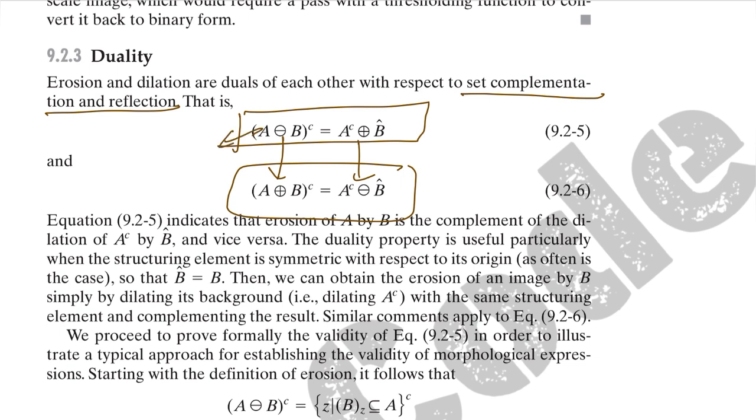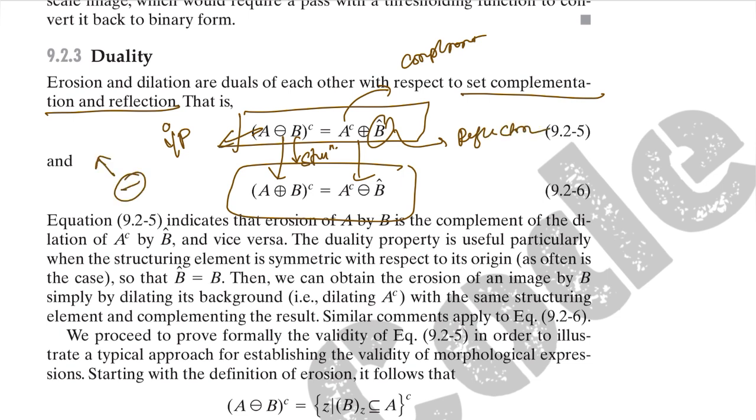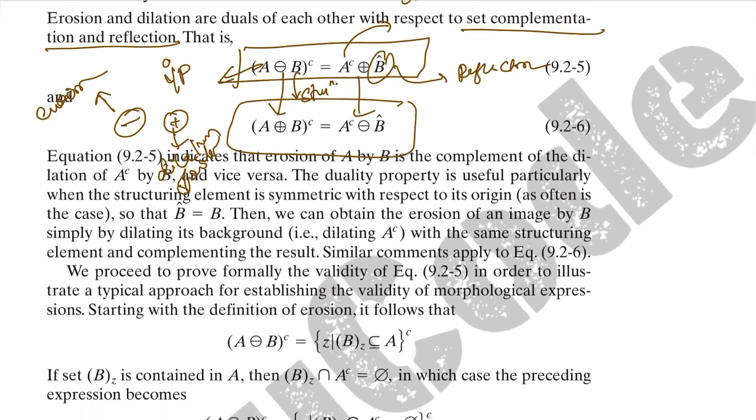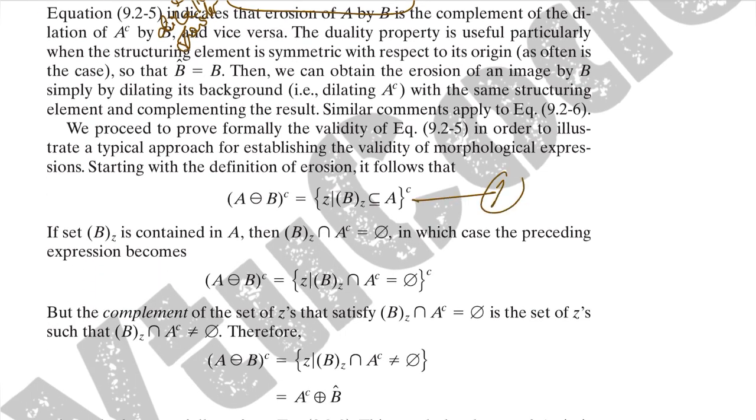A is the input image, B is the structuring element, A complement is the complement, B cap is the reflection which you observe, the minus is the erosion operator, and the plus is the dilation operator. These are a set of equations which you have to remember: 1, 2, 3.